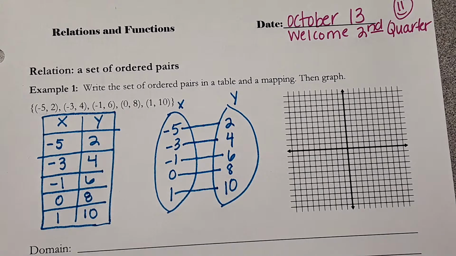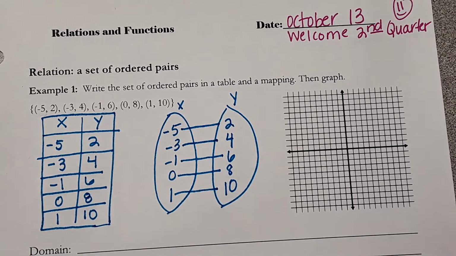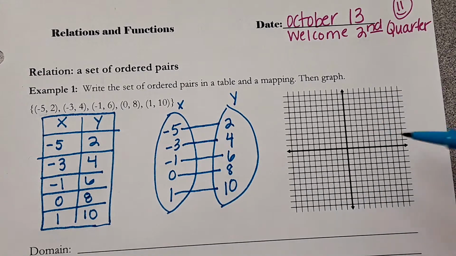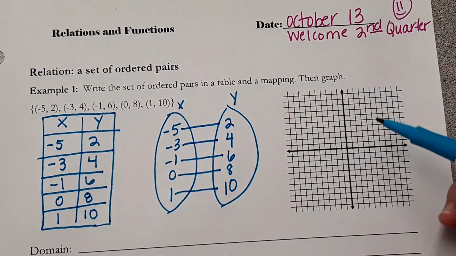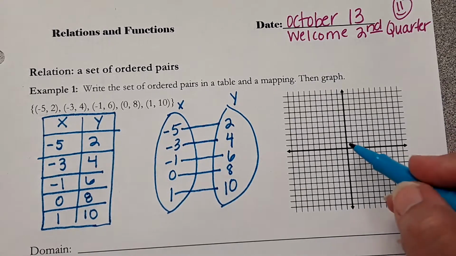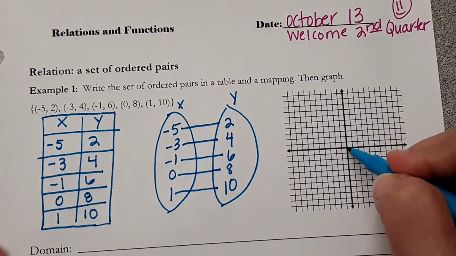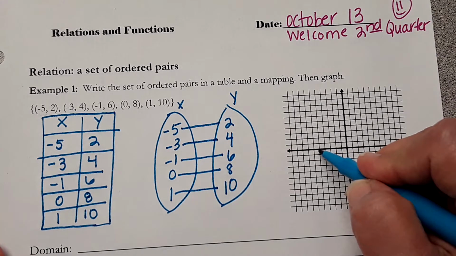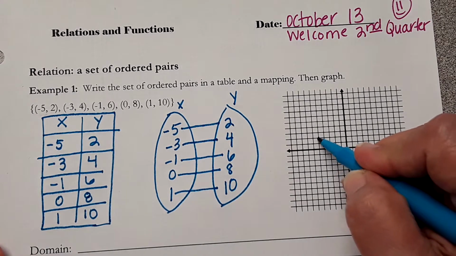Now we're going to graph the points. Whenever you do this assignment on Thursday, you're going to have to make a table, make a mapping, and then graph it. So to graph -5, 2, you guys remember how to do that? You're going to go over to the left, -5, so 1, 2, 3, 4, 5. And since it's +2, you're going to go up 2.